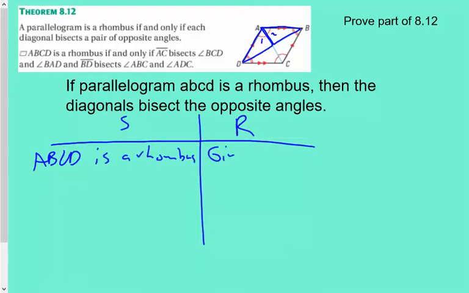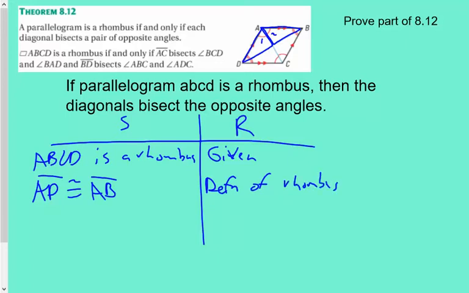Given. And again, this is an if and only if statement, so you could prove it the other way as well, or you'd have to prove it the other way. I'm just going to show you this way here for this video. Okay, so because it's a rhombus, I know that AD is congruent to AB, definition of rhombus. All sides are equal or congruent. Okay, I'll mark that there and there.